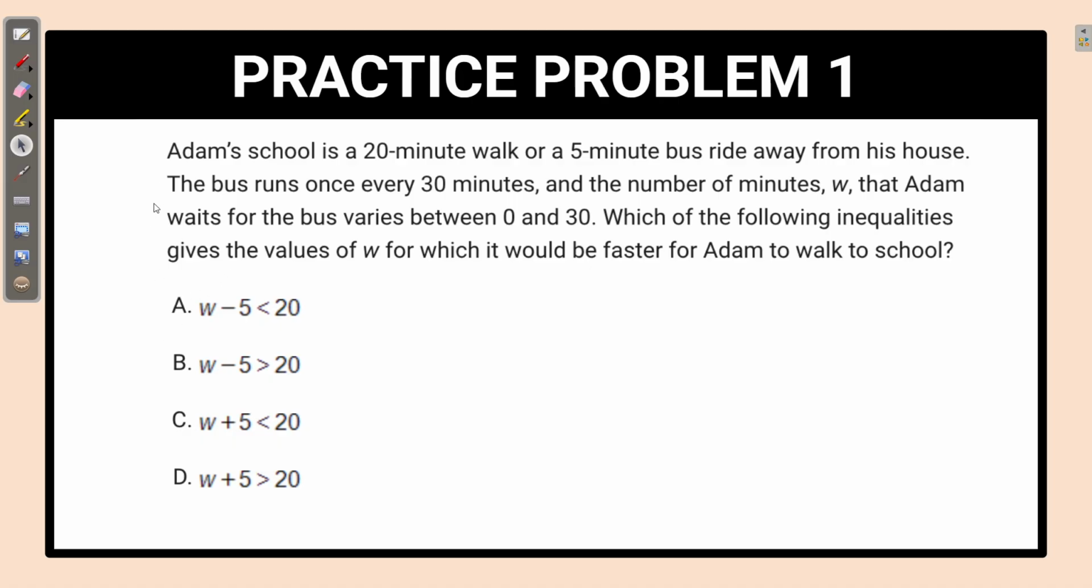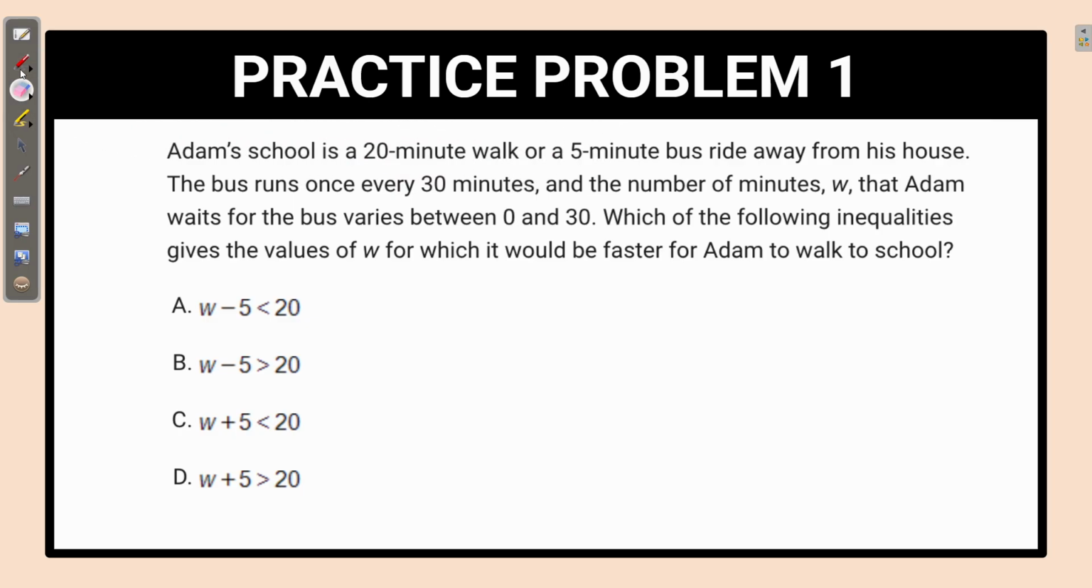Adam's school is a 20-minute walk or a 5-minute bus ride away from his house. The bus runs once every 30 minutes, and the number of minutes W that Adam waits for the bus varies between 0 and 30. Which of the following inequalities gives the values of W for which it would be faster for Adam to walk to school? So we're trying to find when it would be best for Adam to walk to school, and it takes him 20 minutes to walk to school.